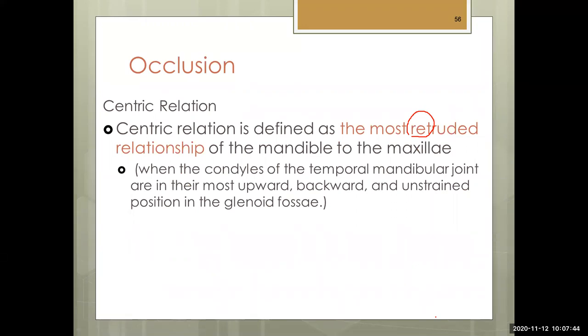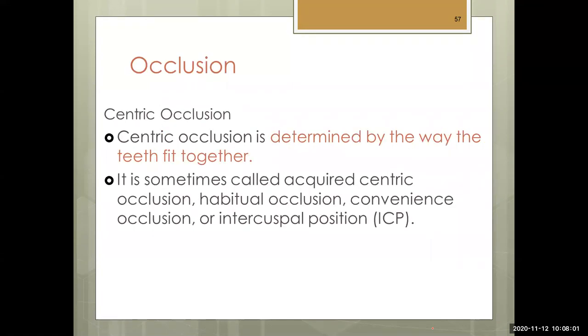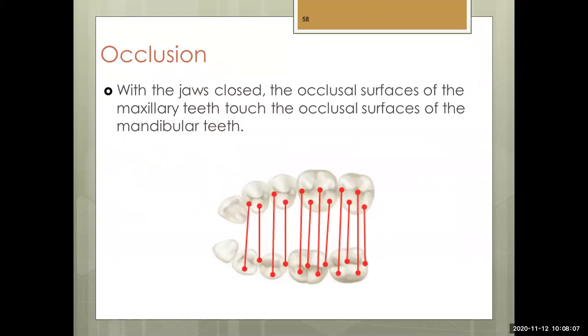It's like milliamperage, where milli is a number, and kilovoltage peak. I have to play those games with myself. So centric relation is defined as the most retruded relationship of the mandible to the maxilla, versus centric occlusion, which is determined by the way the teeth fit together. They should fit like a glove.